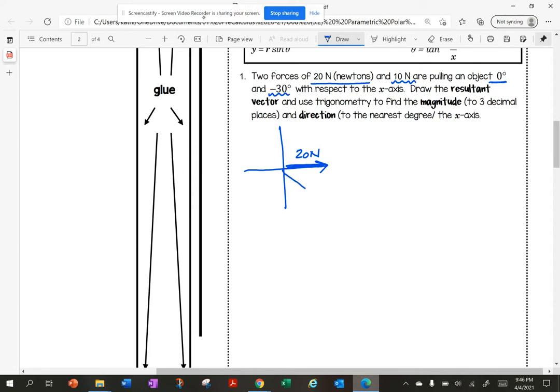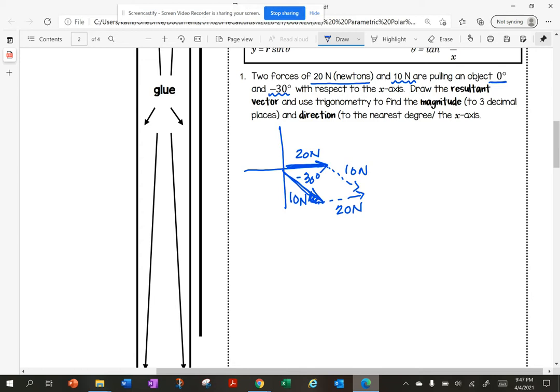So here's 10 newtons. I guess they don't have to be drawn to scale. So minus 30 degrees. To use the parallelogram method, I'm going to draw tip to tail. So I'm going to make this one 10 newtons, or I could say this one 20 newtons. If I draw both of them, I form a parallelogram now.